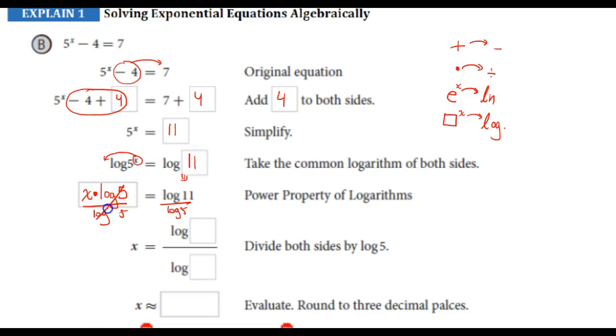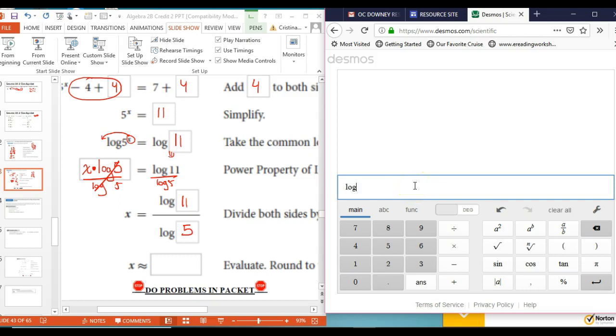Anything divided by itself is 1. So I'm left with x equals log 11 over log 5. Let's go ahead and work this out, again using our Desmos calculator. So let's do that. All right, that would be log 11 divided by log 5. All right, and that'd be about 1.489.